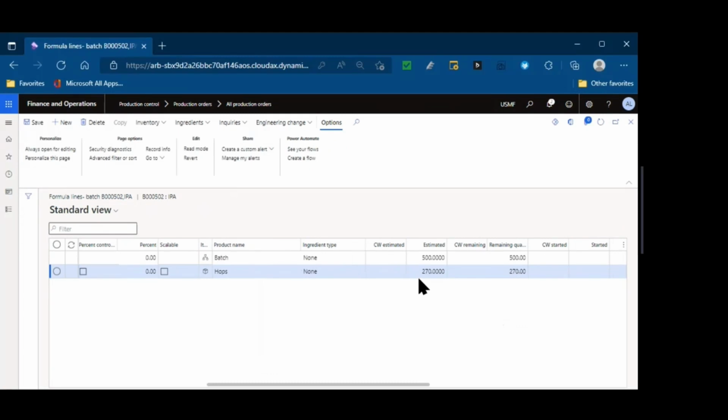So there you have it. Make sure you are paying attention to which rounding principle you apply when you need to round your consumption and you also have scrap involved in your bill of material or formula lines.